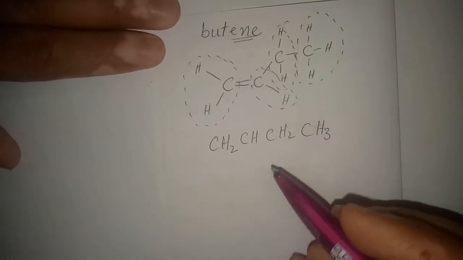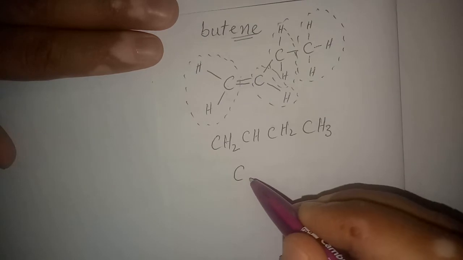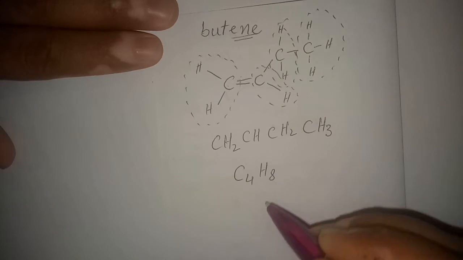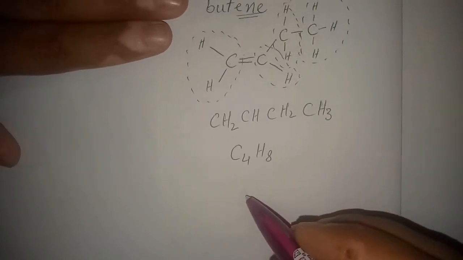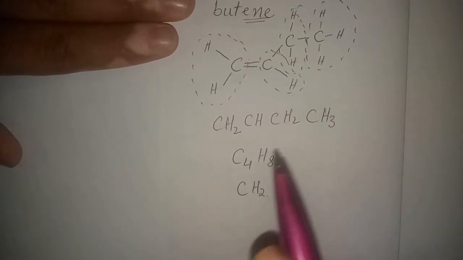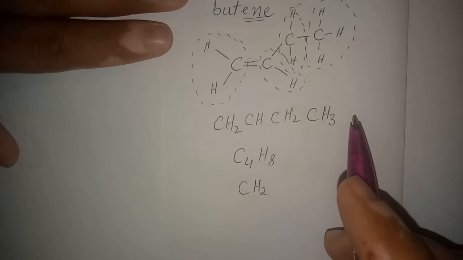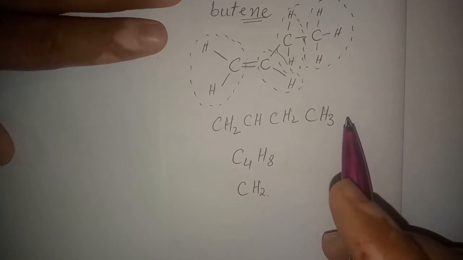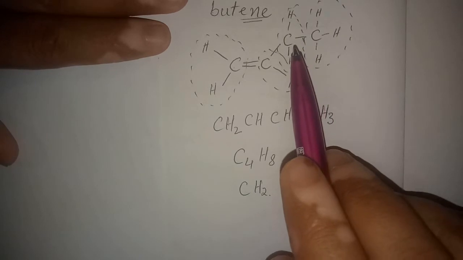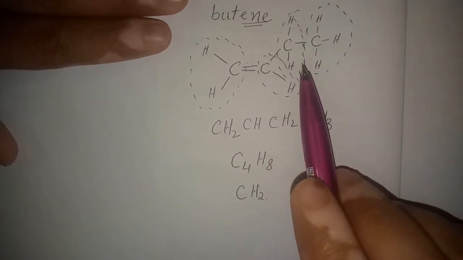Okay, so time to write the molecular formula. It will be C4H8, and the simplified form of this formula will be CH2. So as I discussed, it is mandatory to mention the position of the double covalent bond if we have 4 or more carbon atoms in the molecule. And by default, if there is no number, then it stands for 1.